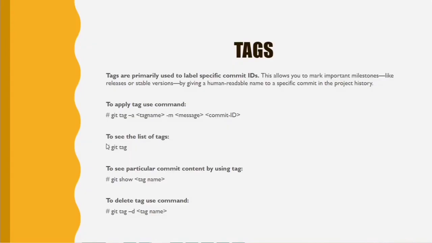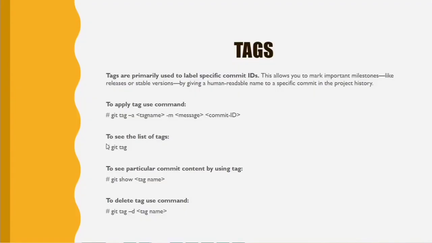This makes it way easier for the teams to mark key pointers in the project's history, like version releases or stable builds. It is also helpful when you need to track or deploy or roll back any particular changes within the production environment.